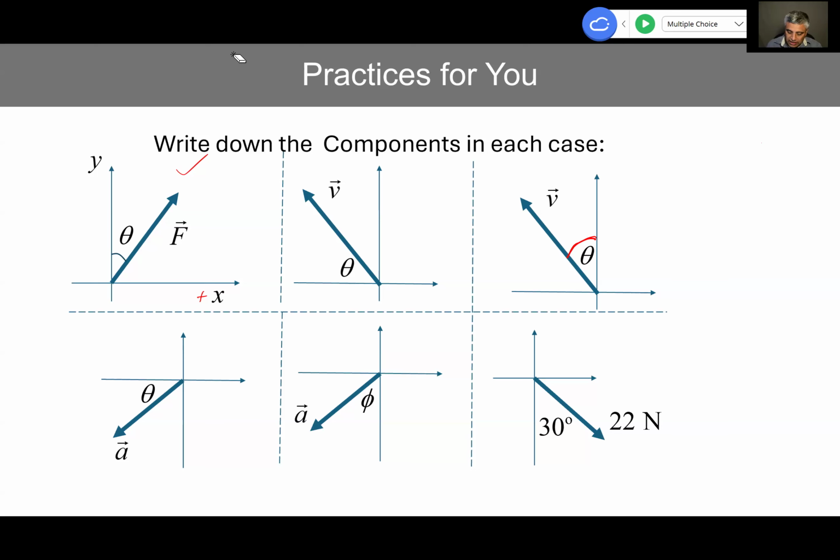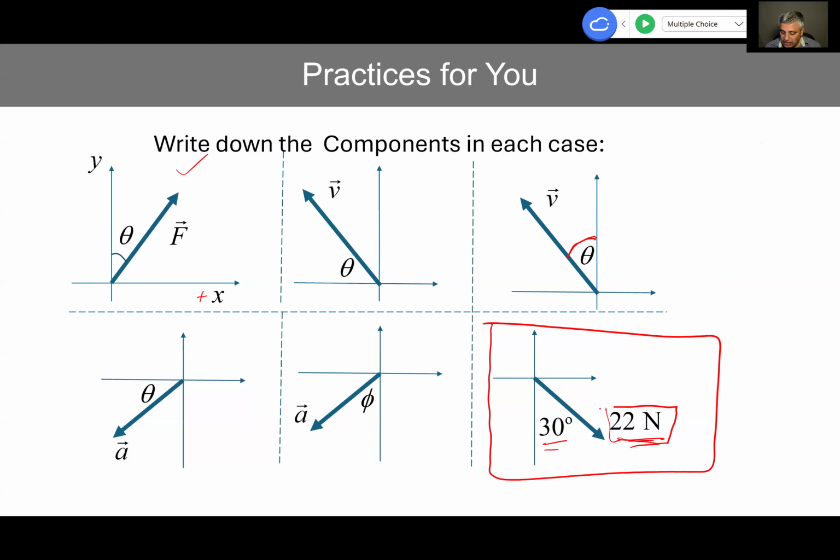So for that, let's say I'm doing this one here. It has numbers rather than the symbol. So when you have numbers, we can say, okay, this is some sort of vector. See, it has a unit Newton. We haven't talked about that yet. The unit Newton is the unit of force. So we can say that vector is F, and this angle is, let's say, theta. So here, F is 22 Newton, and theta is 30 degrees.